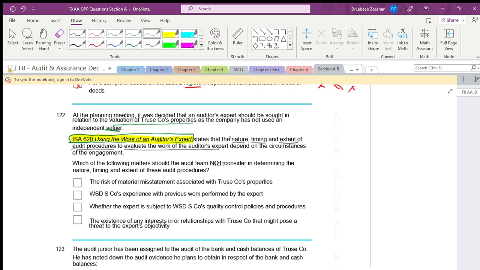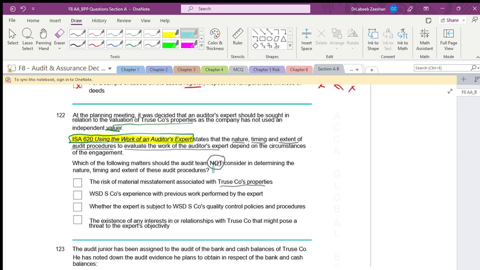Which of the following matters should the audit team not consider in determining the nature? That is, which should not be considered? Now, when we are doing these questions, we have to make sure what scenario they have given. The scenario relates to the revaluation of the flagship store exclusively. Then what are the preconditions? The risk of material misstatement associated with the property.